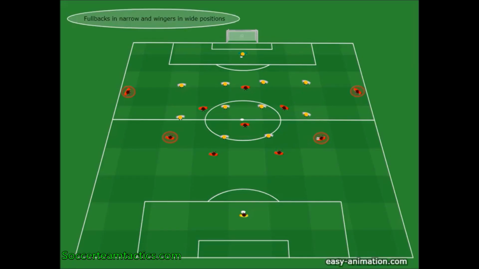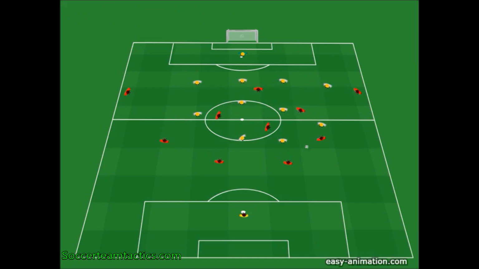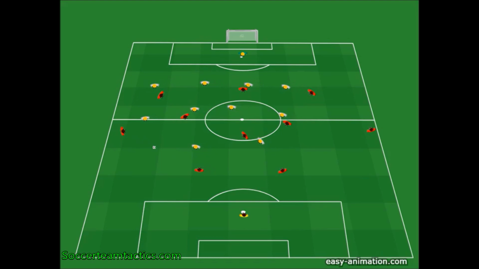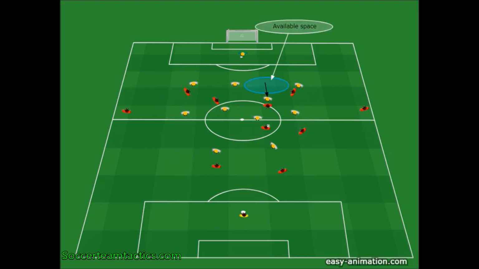In this first animation you can see the narrow positions of the two fullbacks while the wingers retain wide positions in order to create width. As soon as the fullbacks move wide, the two wingers move towards the inside. When the ball is passed to the defensive midfielder, the forward drops back and the winger exploits the space behind the central defender who follows the dropping back movement of the forward.